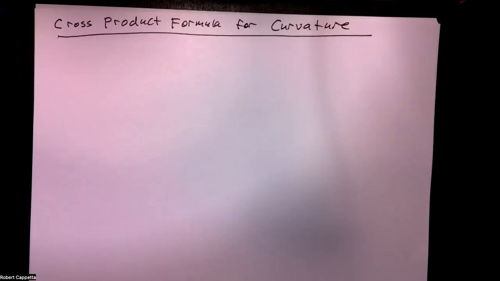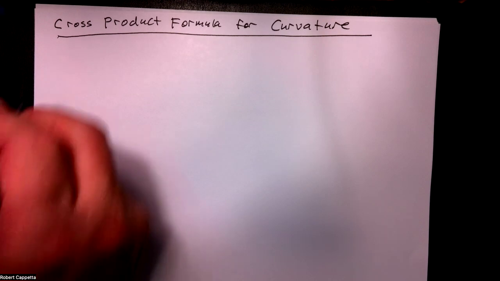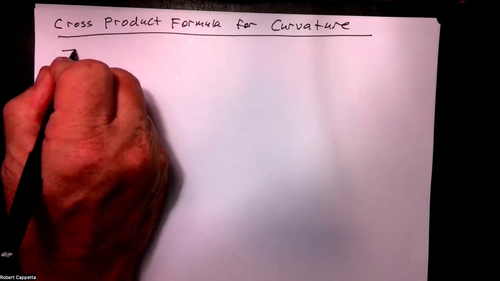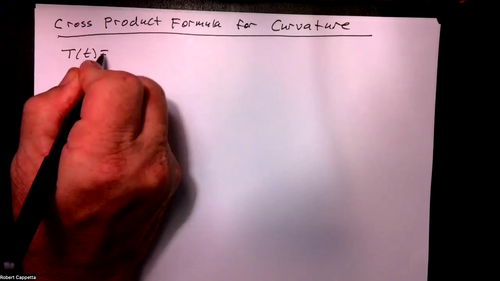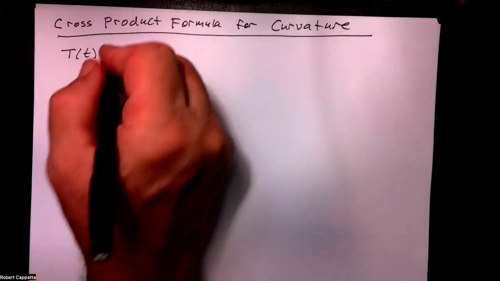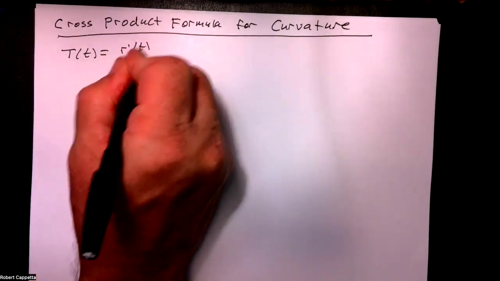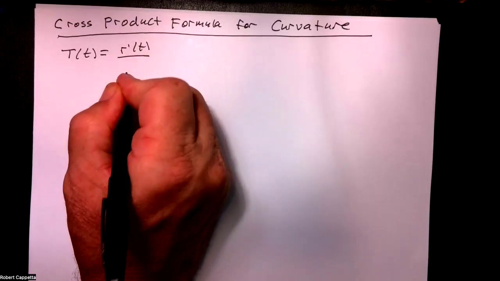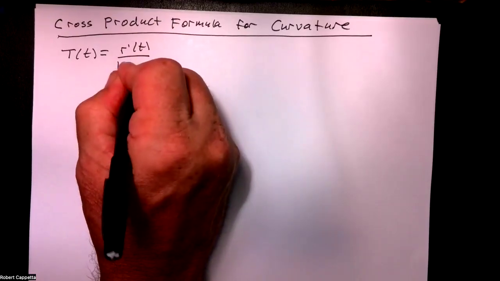So in this lesson, we're going to discuss the cross product formula for curvature. This is a fairly intricate algebraic argument, but I will do my best to make it as clear as I can. So let's start with the unit tangent vector. How is it defined? The unit tangent vector is in the same direction as the velocity, but it's got length 1. So it is the velocity vector r prime of t divided by the magnitude of r prime of t.